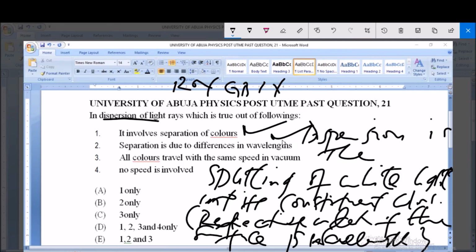Now 3, it says all colors travel with the same speed in a vacuum. Now that's true. The speed of light in a vacuum is constant. Now, no speed involved. This is actually wrong. So now the correct option is option E, 1, 2, and 3. And that's the correct option.